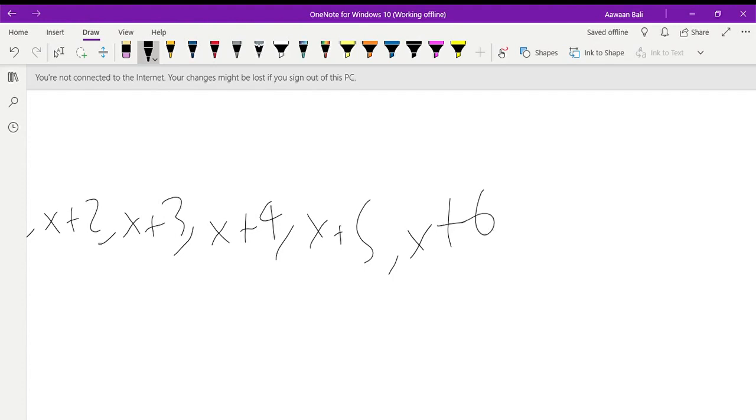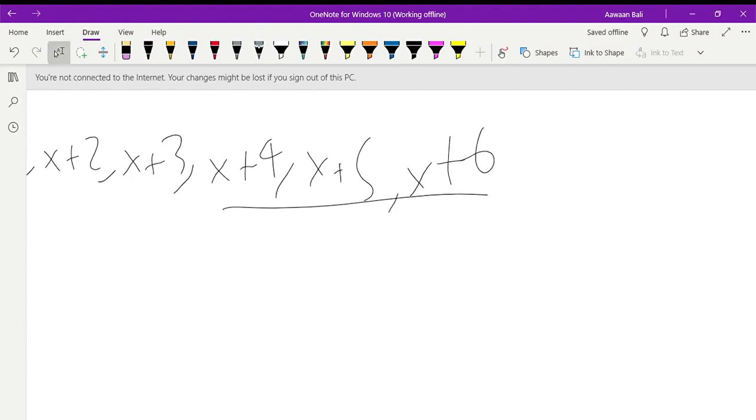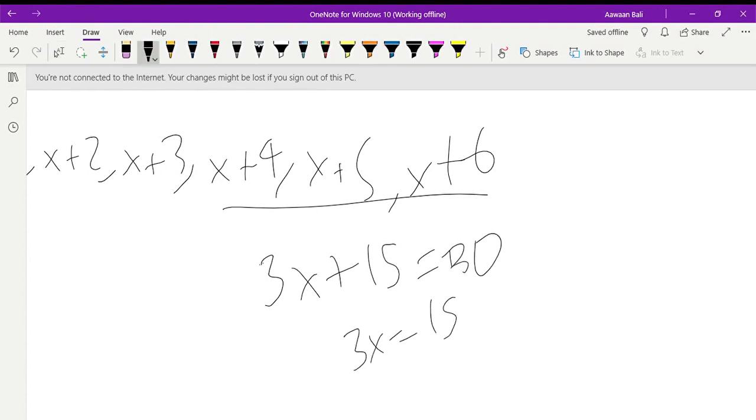So these 3 are equal to 30. So when we add them together, we get 3x plus 15. Since 4 plus 5 is 9, plus 6 is 15, and x times 3 is 3x. So 3x plus 15 is 30. We minus both sides by 15. 3x is 15. Divide both sides by 3.